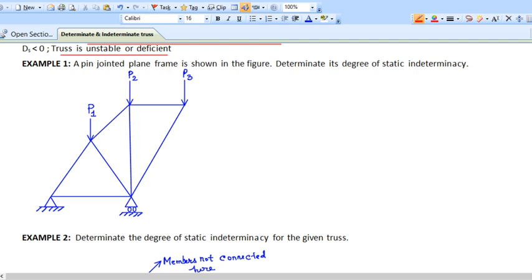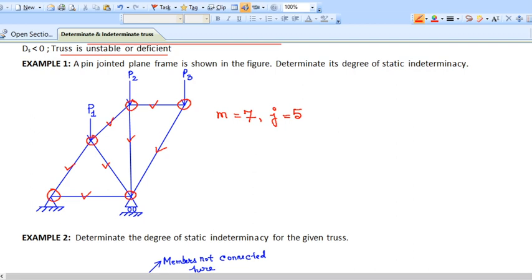In the figure that is given, you can see there are in total how many members present. We'll count the members first. This is 1, this is 2, this is 3, this is 4, 5, 6 and 7. So the number of members is 7. Number of joints that is present: number 1 joint is this, this is number 2, this is 3, this is 4 and this is 5. So the number of joints is 5.